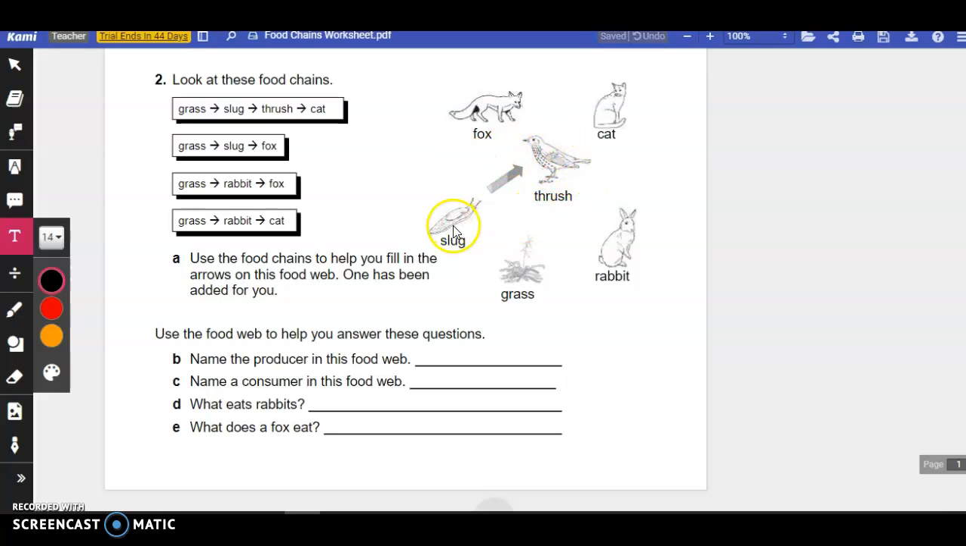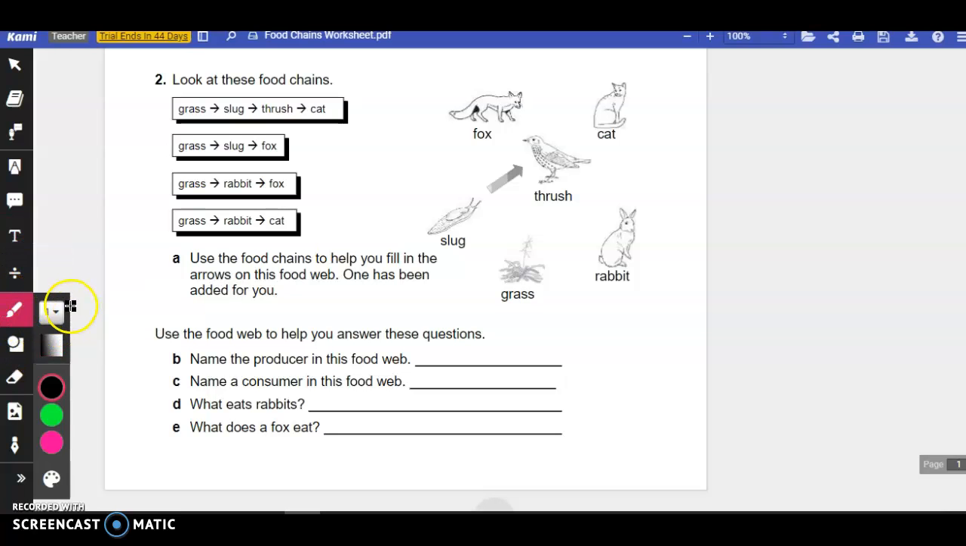The one over here is slug being eaten by the thrush. Now let's try and fill the rest of them in. Let's look at the first one. Grass is eaten by the slug. So we're going to go ahead and make that arrow. The slug is eaten by the thrush. That's already here. Now the thrush is eaten by the cat. Let's go ahead and make that arrow.